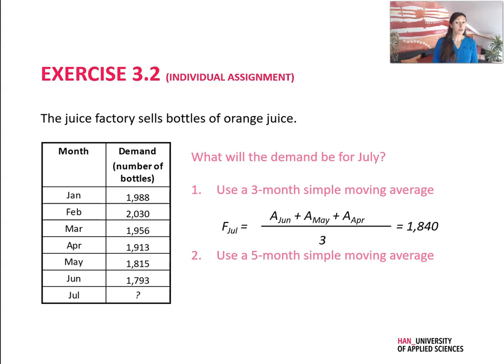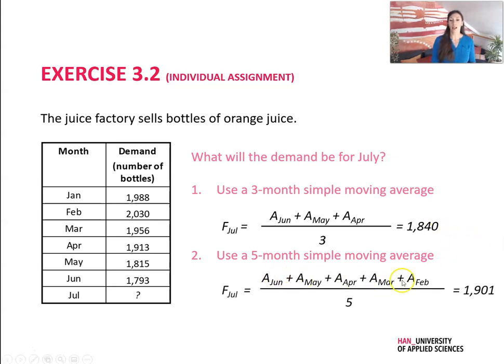Now, instead of using a 3-month simple moving average, if we use a 5-month simple moving average, all we're going to do is add a couple months. We forecast July by looking at the 5 months prior, from June all the way to February here, and we divide by 5. So again, we're averaging the 5 months that we are selecting.